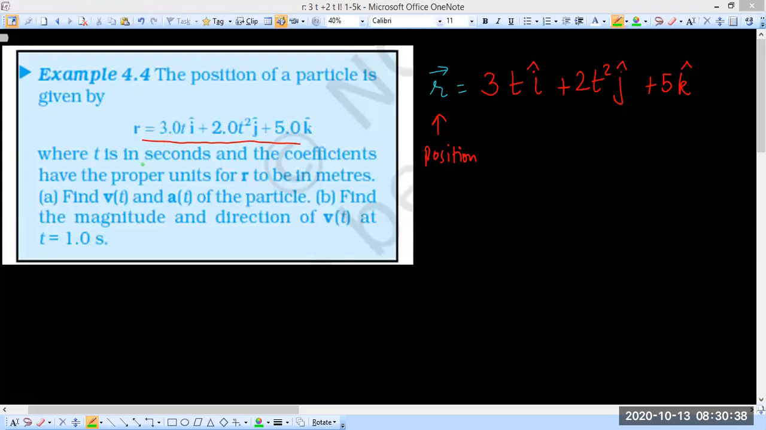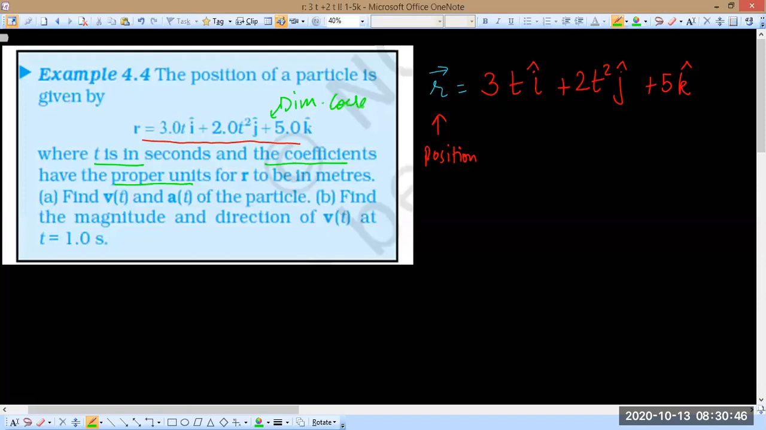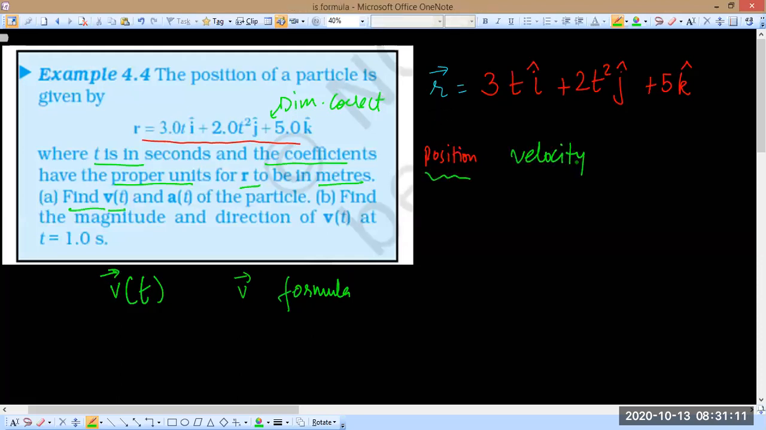So where t is in seconds and the coefficients have proper units, this equation is dimensionally correct. Okay, it is given that this equation is dimensionally correct. With r to be in meter, find v of t. Now see, what is the meaning of this? Bold, vector. v of t means we have to find the velocity formula, that is how it depends on t. So from position, how do you find velocity? From position r, not x anymore, r.